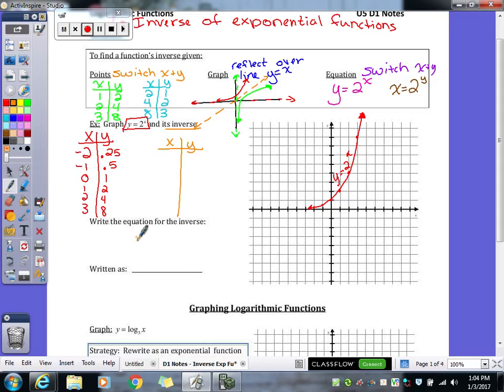To graph the inverse, I find the easiest thing is just to take your table from the first one and flip your points. So we're going to have 0.25, -2; 0.5, -1; 1, 0; 2, 1; 4, 2; and 8, 3. Once you flip your points, go ahead, plot your points, and draw your graph.